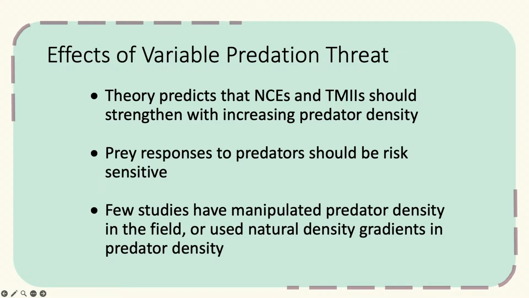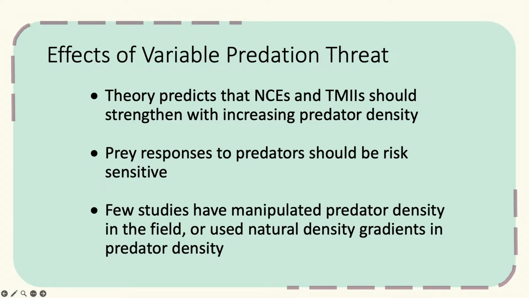But theory predicts that these non-consumptive effects and these trait-mediated indirect interactions that result from them should actually strengthen in terms of their magnitude and importance as predator density increases, right? And the reason for that is that prey responses to predators should be risk sensitive, right? The prey response to predators should increase as predator density increases because these prey are balancing these trade-offs, right? So if risk is higher, you're going to enact your anti-predator defenses more often.